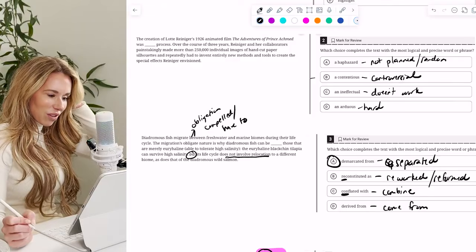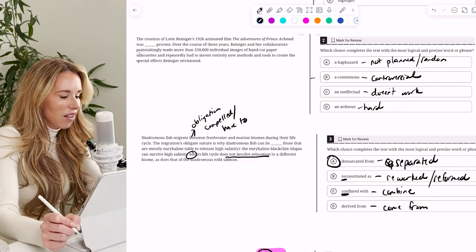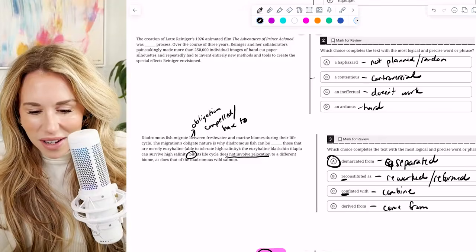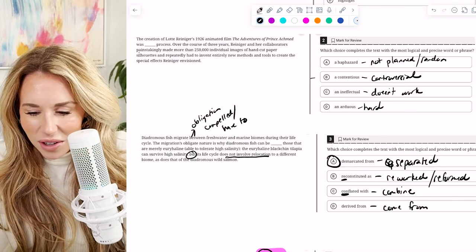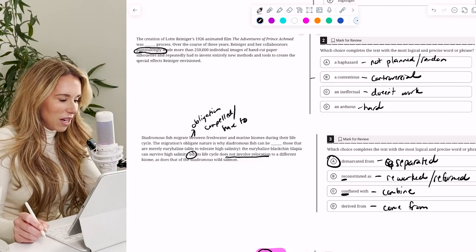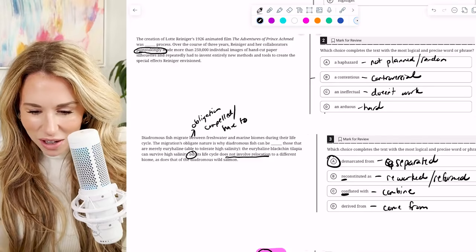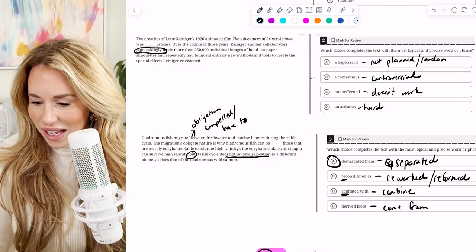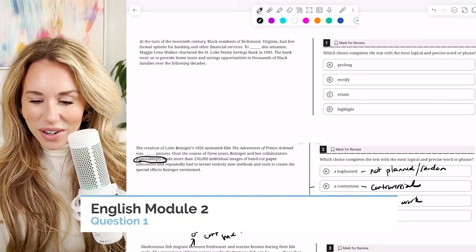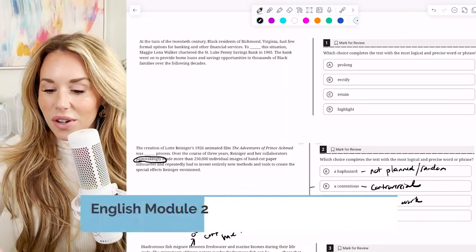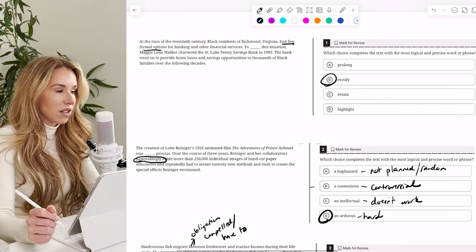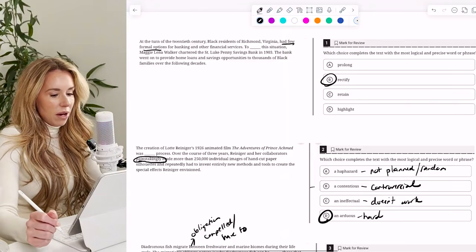Okay, so let's go through these. So we have the creation of Lotte Reiniger's 1926 animated film, The Adventures of Prince Achmed, was blank process. Over the course of 3 years, Reiniger and her collaborators painstakingly, there's a nice little descriptive word, made these images of hand-cut paper. Okay, so painstakingly, it would be arduous. That's the synonym. At the turn of the 20th century, Black residents of Richmond, Virginia had few formal options. Okay, that sounds bad. They had few formal options. So that's a problem. So rectify means to fix. So that would be the answer there.